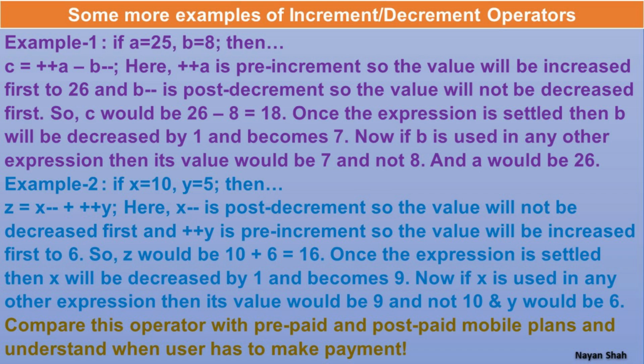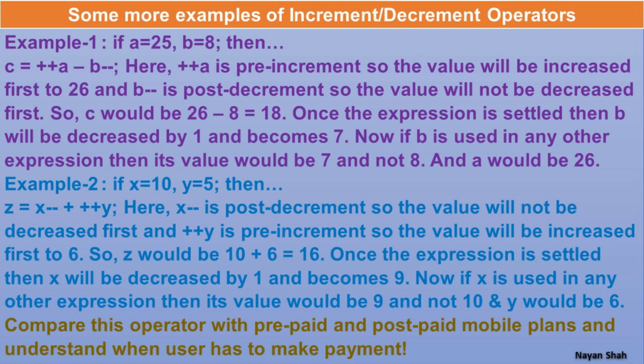Because it was pre-increment, a became 26 from 25. But because b has post decrement, the value of b is not changed and the existing value is used. So 26 minus 8, which gives 18. So c will become 18. But once the expression is settled, then b will be decreased by 1 and becomes 7. So now if b is used in any other expression, its value would be 7 and not 8. And a would be 26.